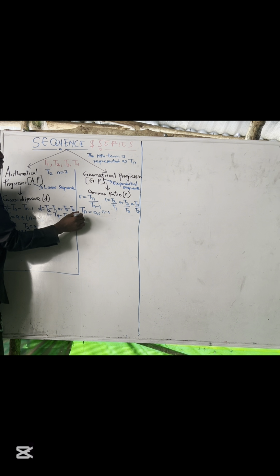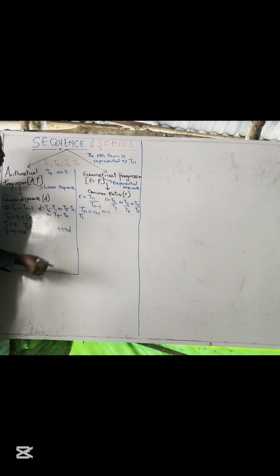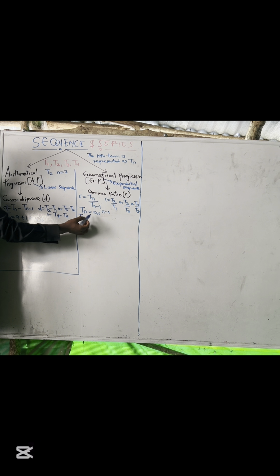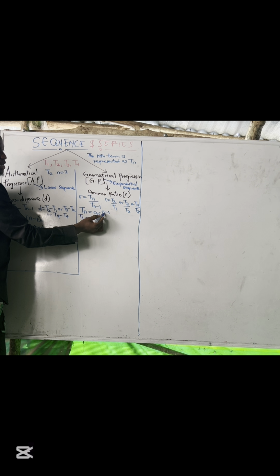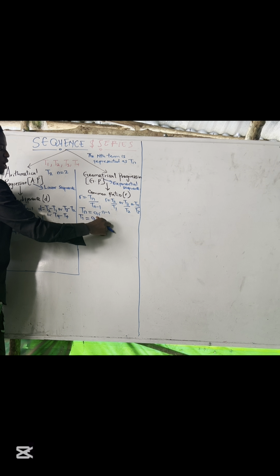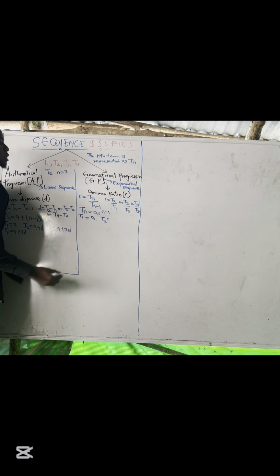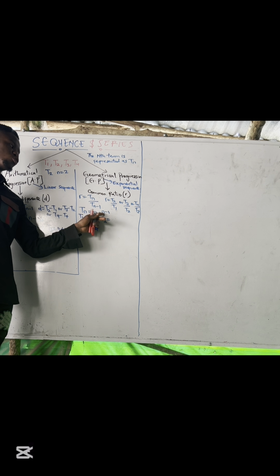So for your geometrical progression, for your T1, your N is equals to 1. So if I put 1 here, T1 is equals to AR raised to power N minus 1. You know that my N is 1, that is 1 minus 1, that is 0. R raised to power 0 is what? 1. So therefore my T1 is equals to A.